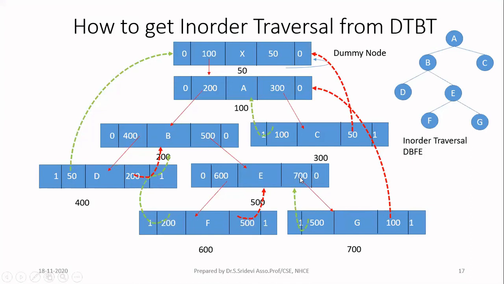So what you have to do, you travel through this pointer and go to the node which is having 1 in that last field. So I am taking the address 700. I am going to the address 700. In that I have the last field as 1. That means it is a leaf node. So what I have to do now, I have to print the leaf node. So I am printing G. So G is appearing at the output.